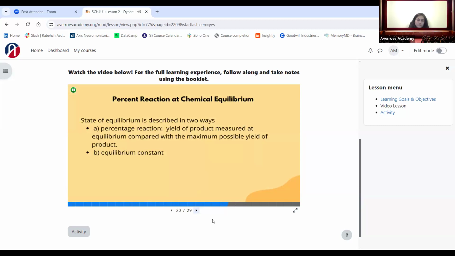So we can also calculate percent reaction at chemical equilibrium. And we can describe the state of equilibrium in two ways. So percent reaction or using the equilibrium constant. And percent reaction is the yield of product measured at equilibrium compared with the maximum possible yield of product. So like theoretical versus actual yield, or the equilibrium constant. So we'll talk about each of those.